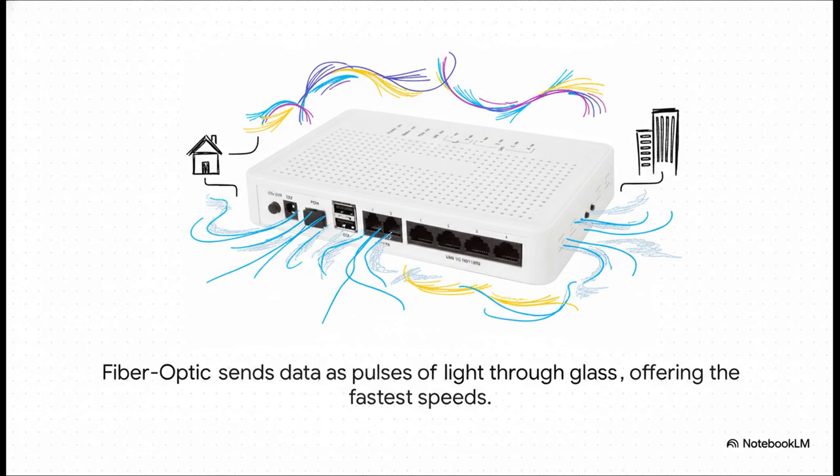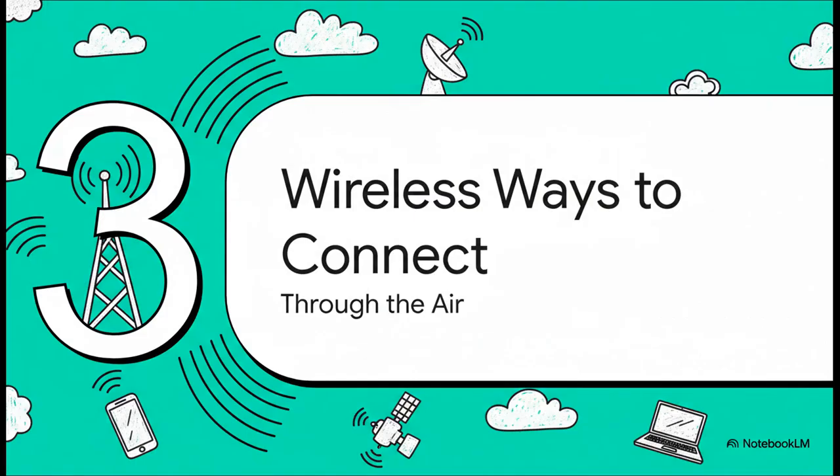This is a whole different ballgame. Instead of electricity over copper, this technology sends pulses of light through tiny, hair-thin strands of glass. It is ridiculously fast. When that fiber line runs directly to your building, it's the gold standard, offering absolutely mind-blowing speeds. But hey, what happens when you can't run a physical cable to a place? That's where things get really clever, and the internet has to learn how to travel right through the air.